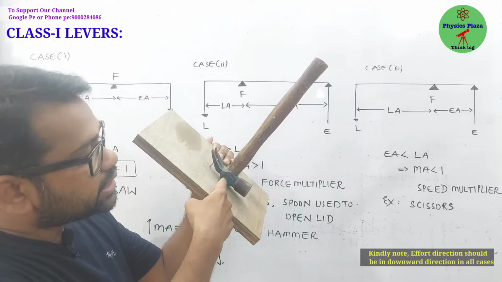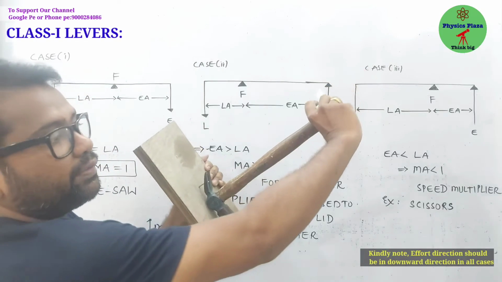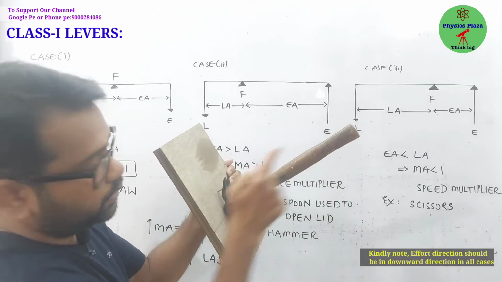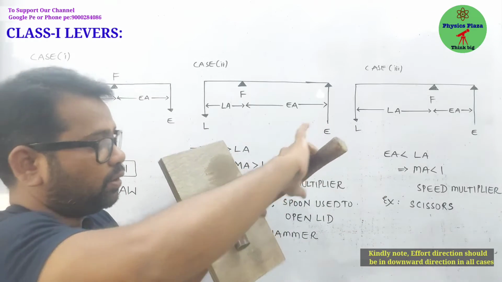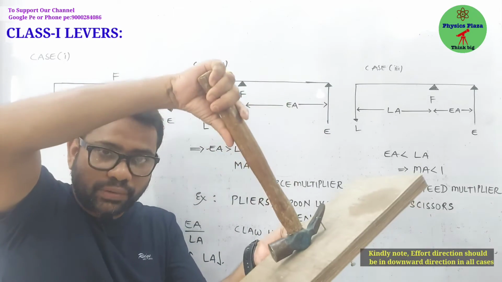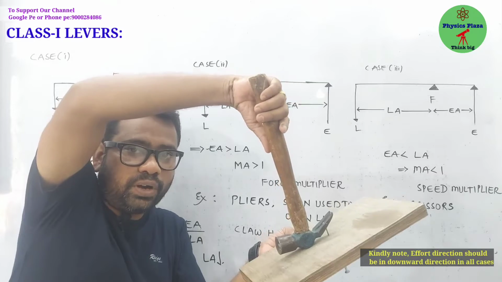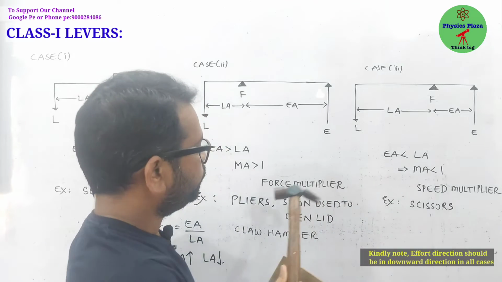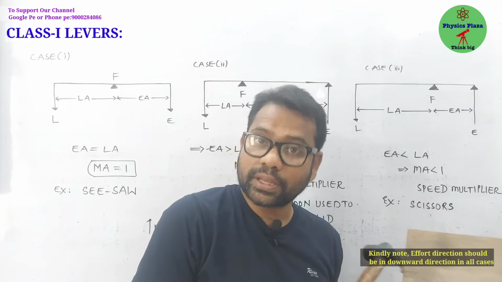Now this edge where it is touching the head of the hammer is the fulcrum. This nail is the load, and the point where I'm applying the force is the effort. So up to here is the effort arm, and the load arm will be this much only, right? So the effort arm is greater than the load arm. Then what will happen? With the help of this, we can easily take out the nail. Try to understand, children, I am trying to show you. Is it clear? This is the class 1 lever which acts like a force multiplier. So these are the best examples of a class 1 lever that behaves like a force multiplier.